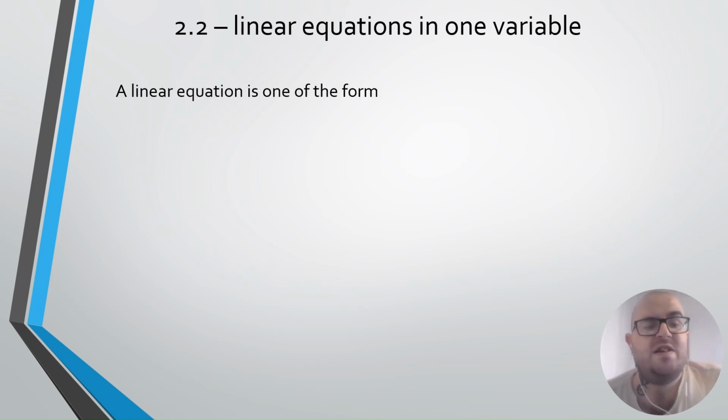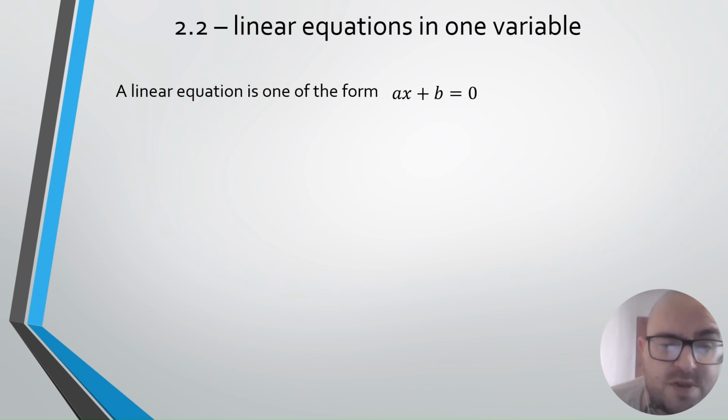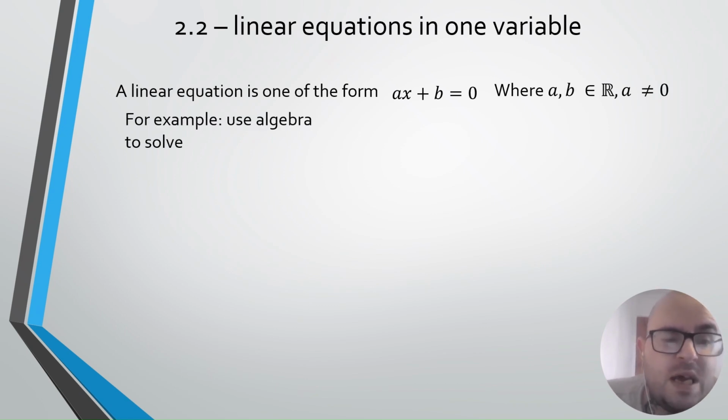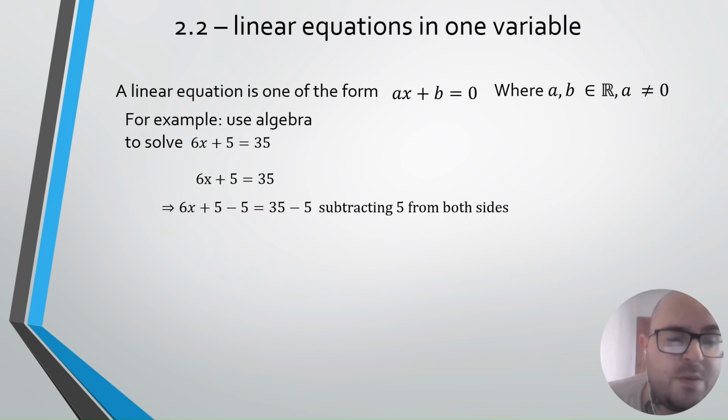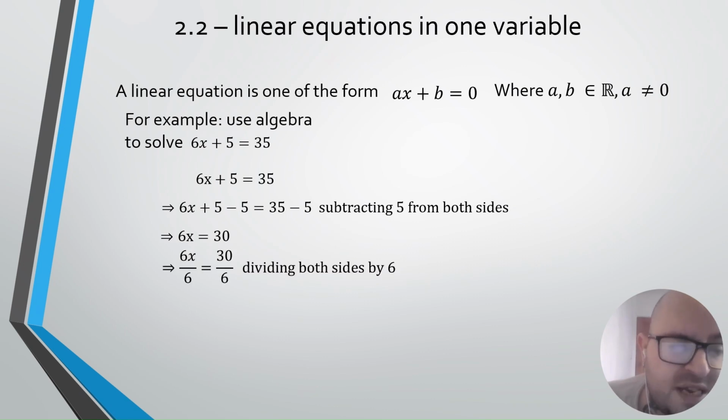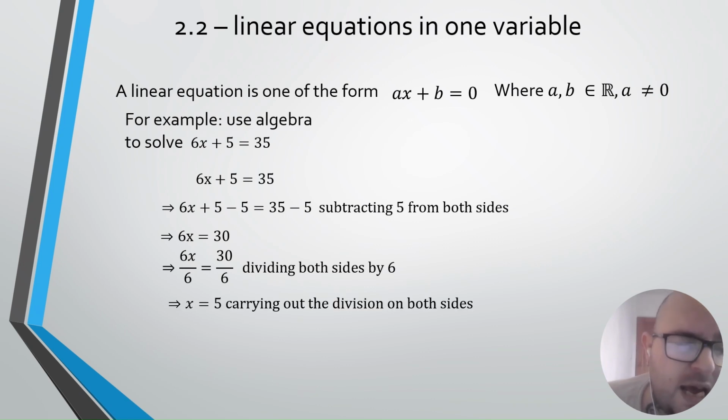Linear equations in one variable. A linear equation is one of the form ax plus b equals 0, where a and b are real numbers and a is non-zero. For example, we could use algebra to solve 6x plus 5 equals 35. So 6x plus 5 is 35. We subtract 5 from both sides, and that gives us 6x is equal to 30. We then divide both sides by 6, and that leaves us with x is equal to 5.